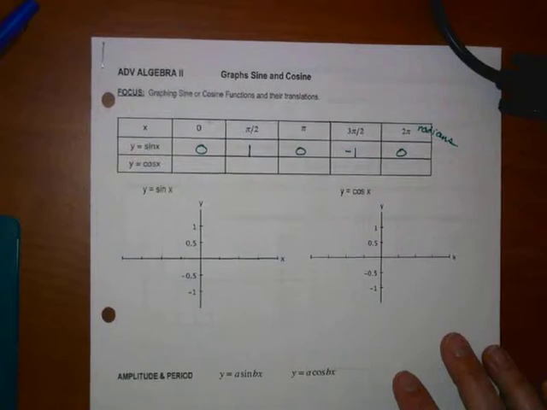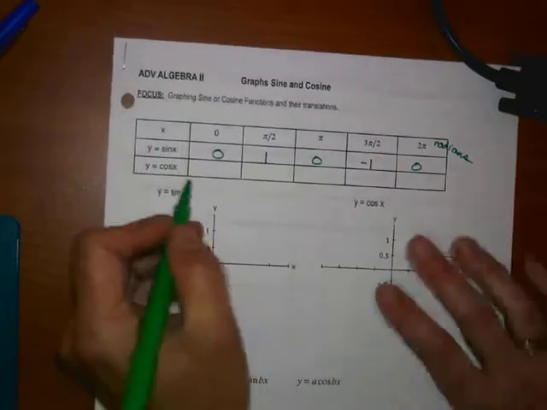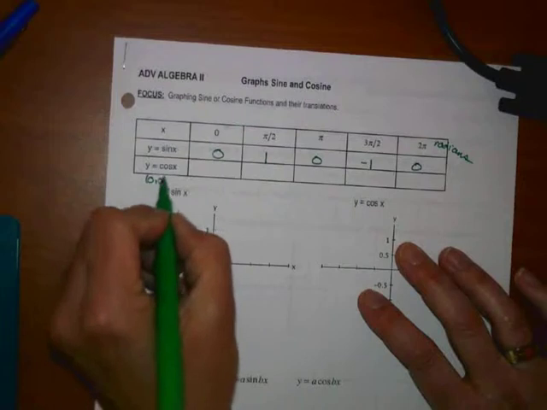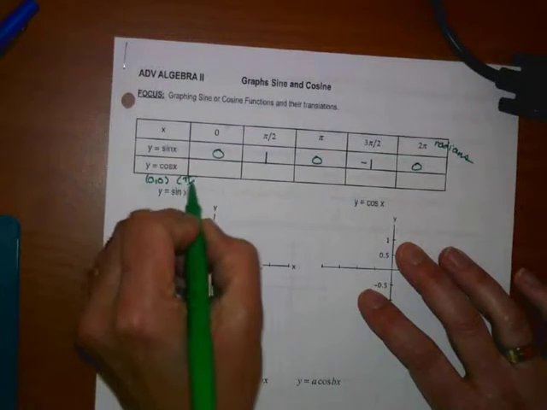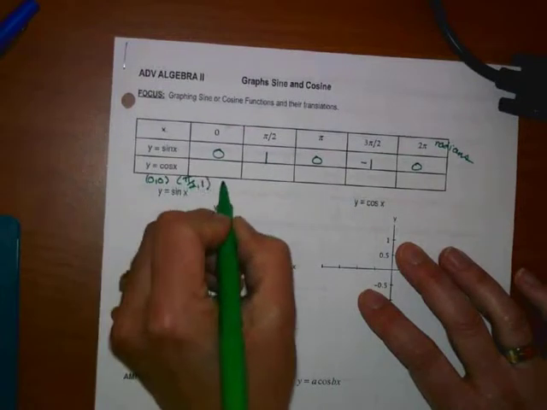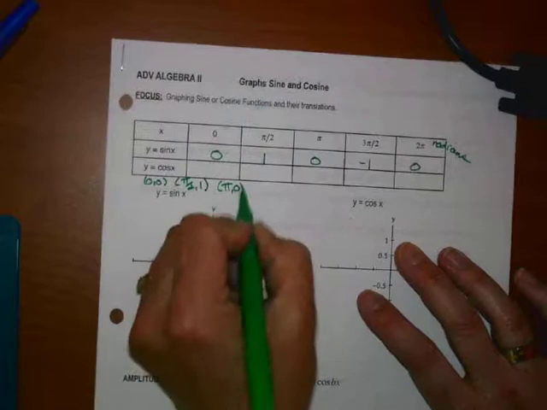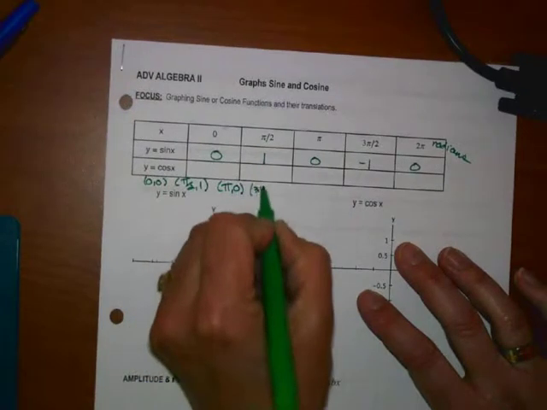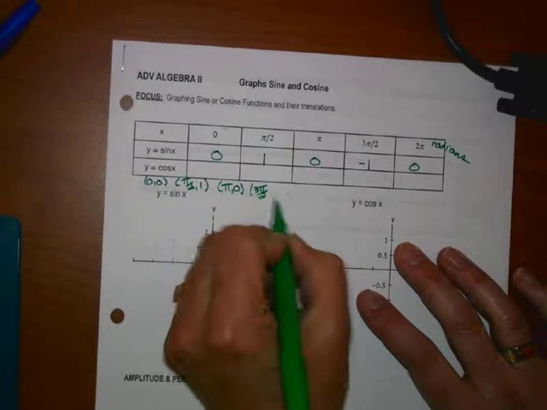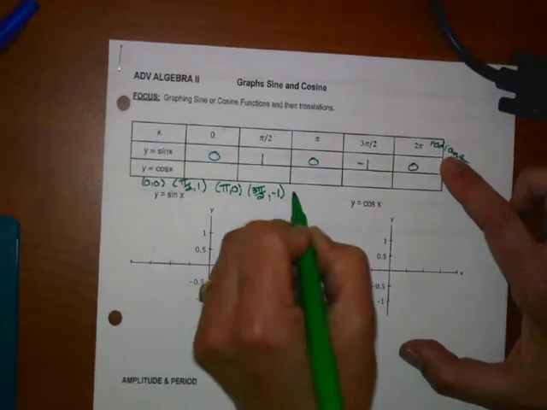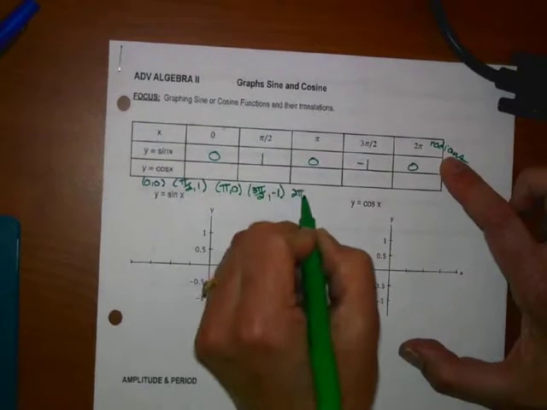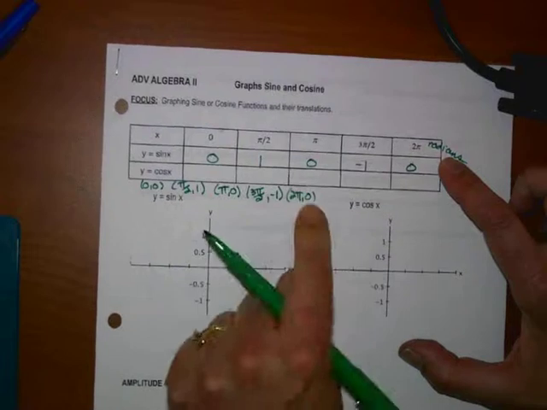Oh my gosh. So these are ordered pairs. I'm going to list them as ordered pairs. You may not need to do that, but I'm just going to do them as ordered pairs. Pi, 0, 3 pi over 2, and negative 1, and 2 pi and 0. Input, output for sine function.